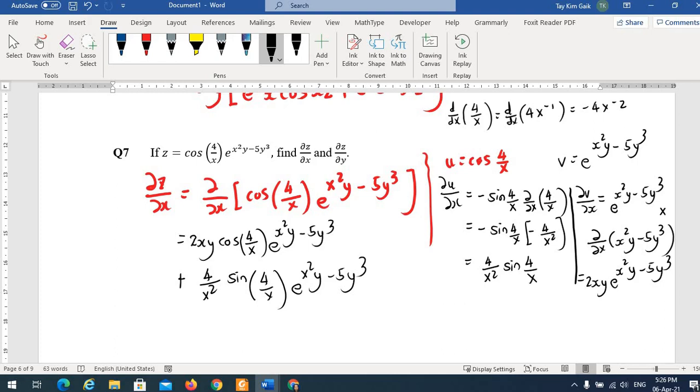Differentiate the exponential term, you will get back the same exponential term. However, you have to del x the power of the exponential term. So del x of x squared y, here you get 2xy. Del x of negative 5y cubed is 0. That's why you get 2xy exponent x squared y minus 5y cubed. So put down, later on, u times del v del x, I take this term first, then times here, plus v times del u del x. So I write this term first, and then here. So this is question 7 for del z del x.